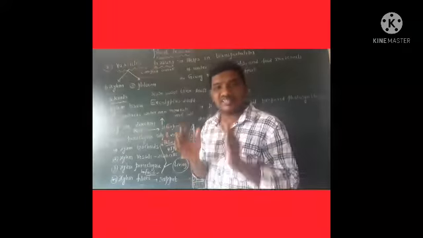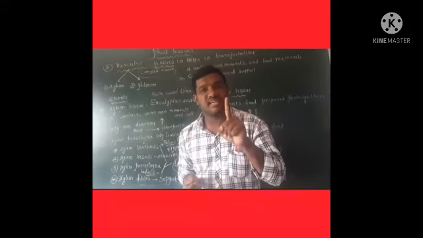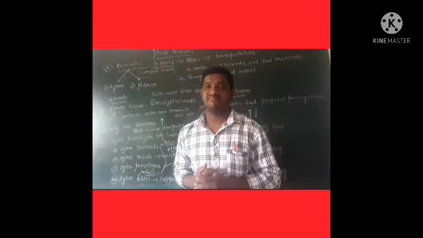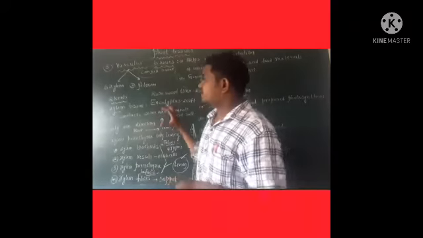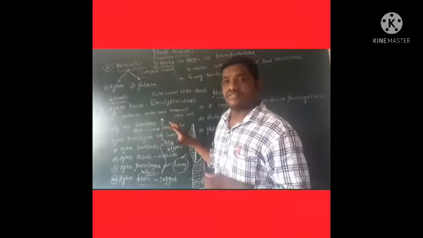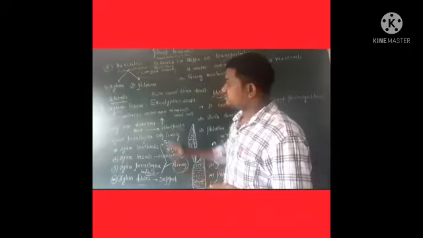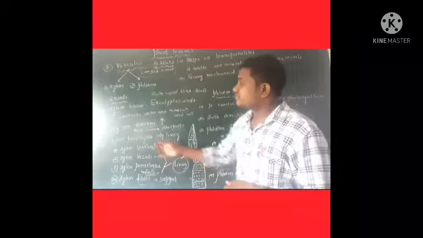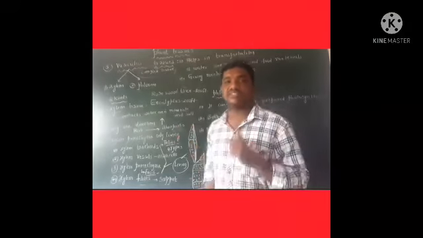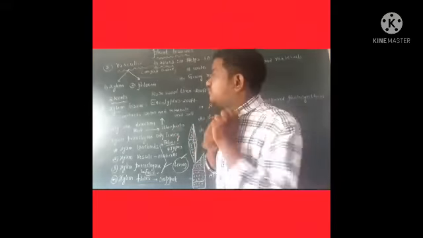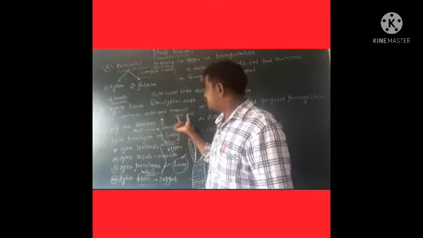Vascular tissues consist of two tissues. That is the first one xylem, second one phloem. Keep in your mind. Here, come to discussing about xylem tissues. See here, xylem tissues. It conducts water and minerals and salts. This is the first point. Xylem tissues conduct water and minerals and salts.